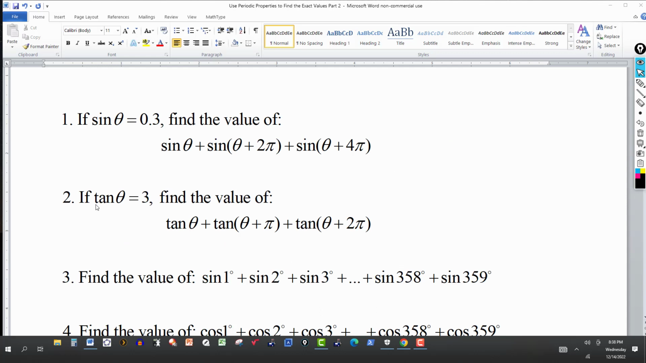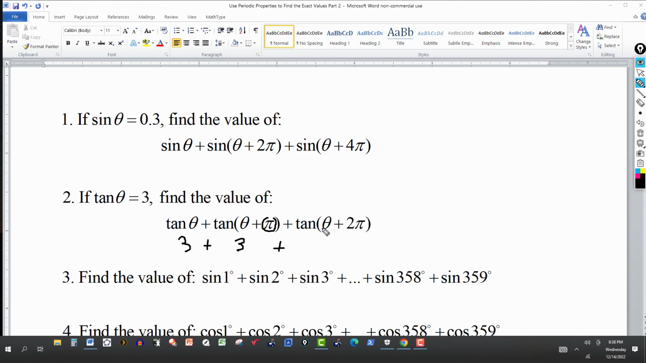Here, for number 2, we're given tangent of theta is equal to 3. Find the value of the expression. Tangent of theta is given to be 3, so this is 3. Plus, now the period of the tangent function is pi, so we're just adding a pi to the angle theta. That leaves the answer the same. Tangent of theta plus pi will be the same thing as tangent of theta, but the tangent of theta, again, is given to be 3.